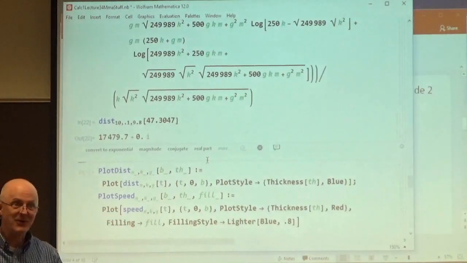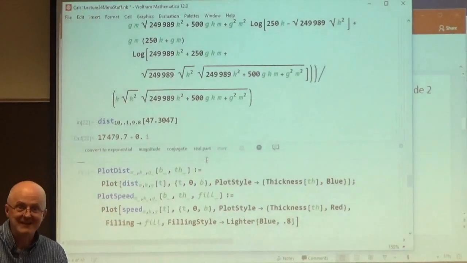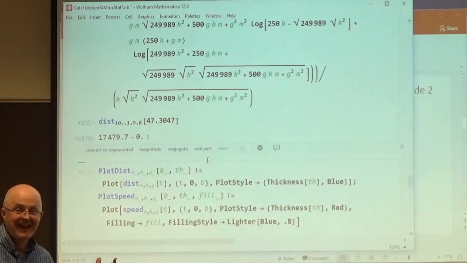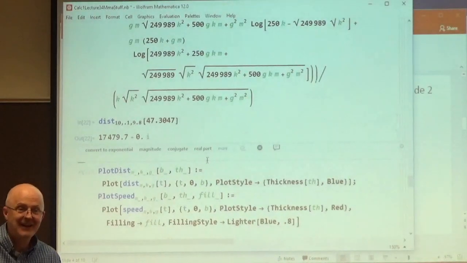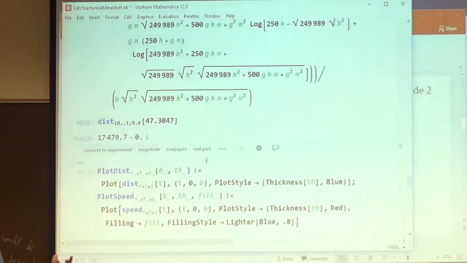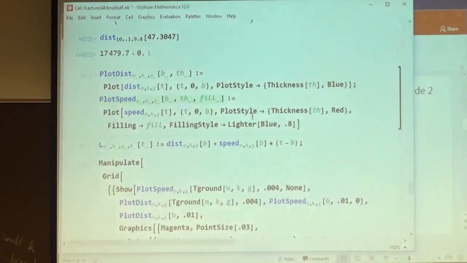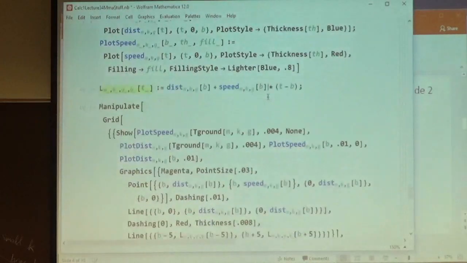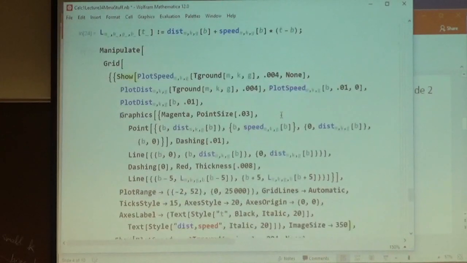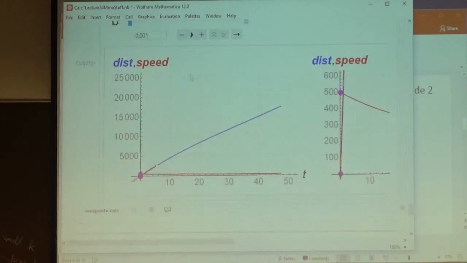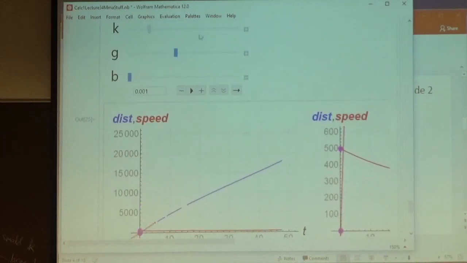I'm just jumping for joy. To me, this is just so much fun. It's amazing. It works. I don't want to do it by hand, but I can have the computer do it. Mathematica is pretty amazing. And I can plot these things and get graphs, and I can change k and so forth with the distance and speed.